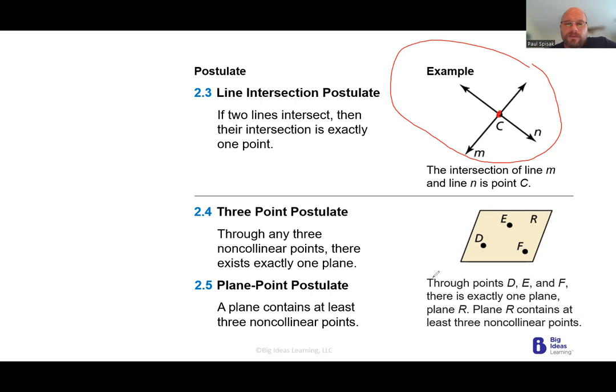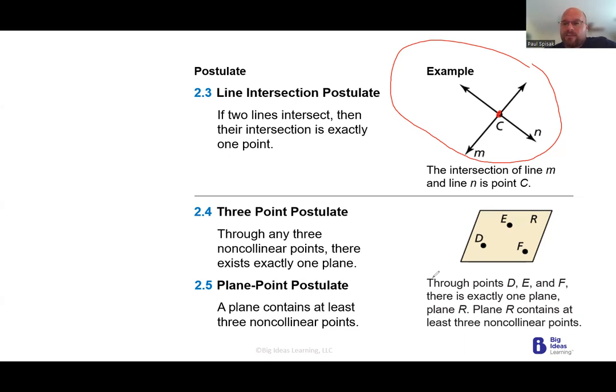That was 2.3. Now 2.4, 3-point postulate. Very similar to the 2-point postulate. The 2-point postulate dealt with the line. Now the 3-point postulate deals with a plane. Through any 3 non-collinear points, there exists exactly 1 plane.